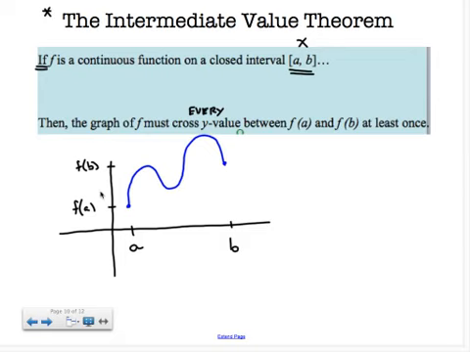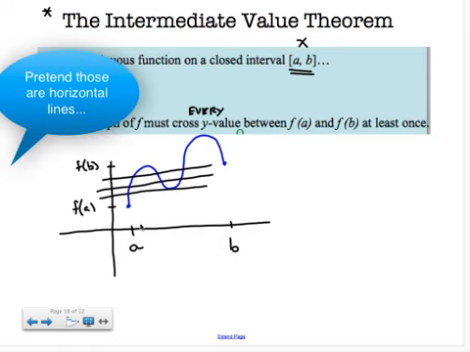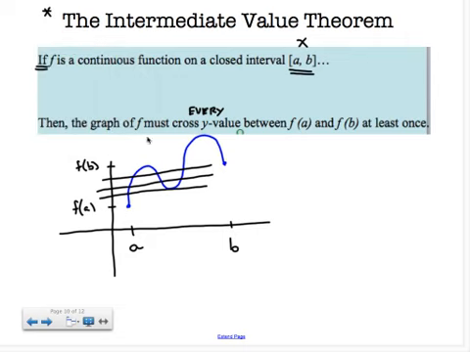if it's continuous. So if I think about drawing horizontal lines that represent y values, my graph must cross every one of those lines that lie between f of a and f of b. Now, if you go past f of b, we don't know anything. The graph does not have to come way up here, but it might, and the graph could go below f of a. We don't know.